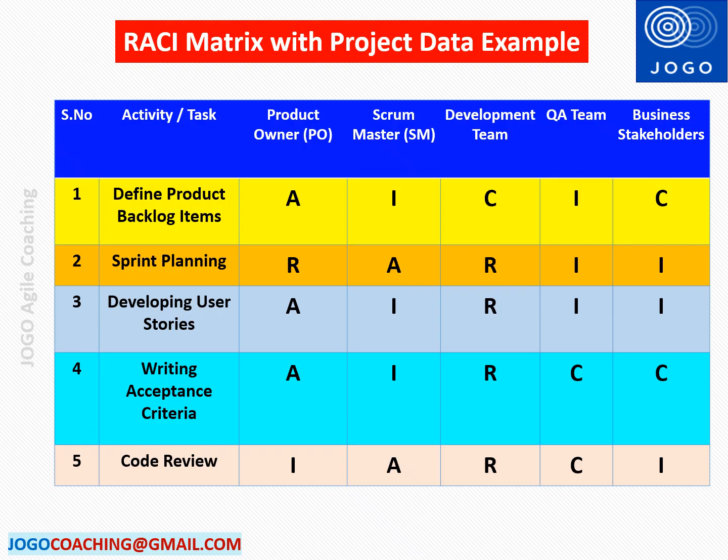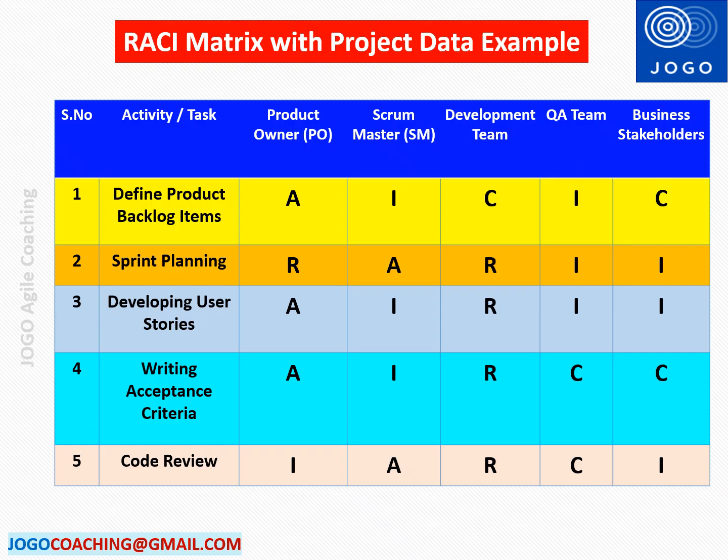The third task is development of user stories. Development team is responsible for this task. Product owner is accountable to get the work output for the business. Scrum Master will be informed about the progress on the development. Scrum Master will get the visibility about the progress during the daily stand-up meeting. Other people will be informed about the progress through dashboards or sprint reviews, and the management and stakeholders also will be informed about the progress of the sprint.